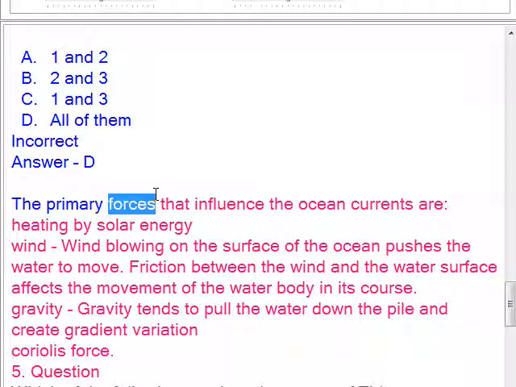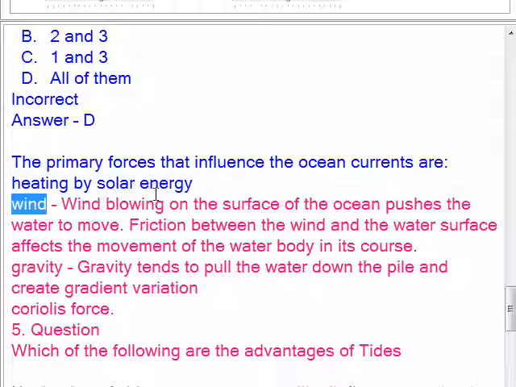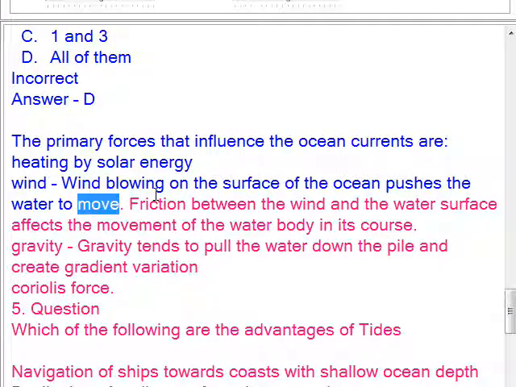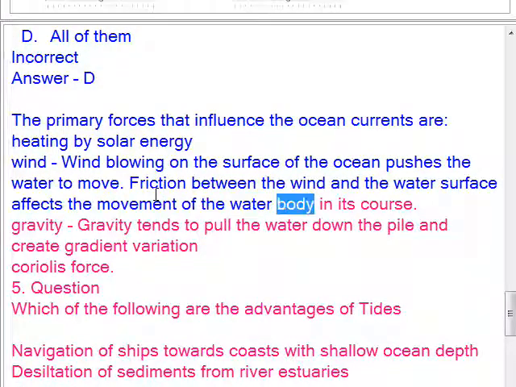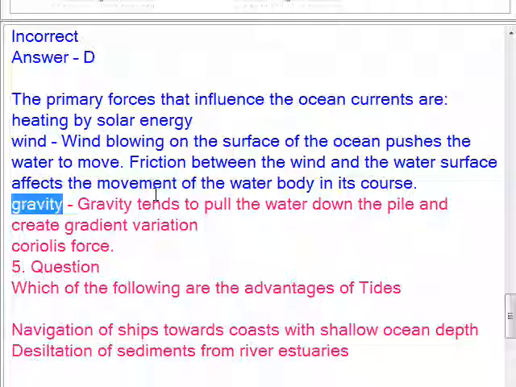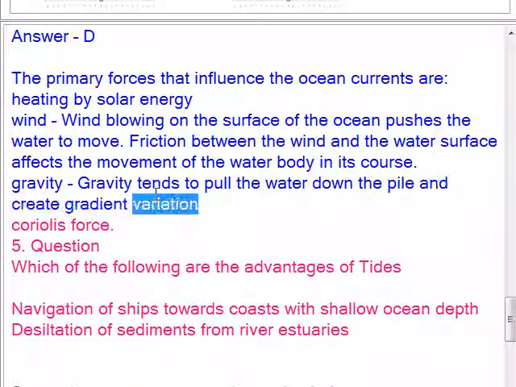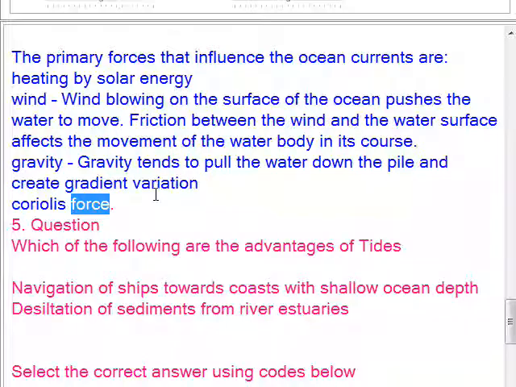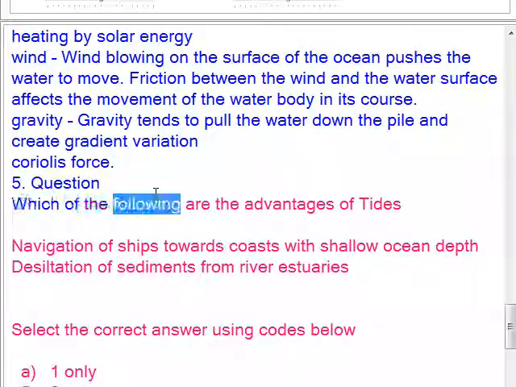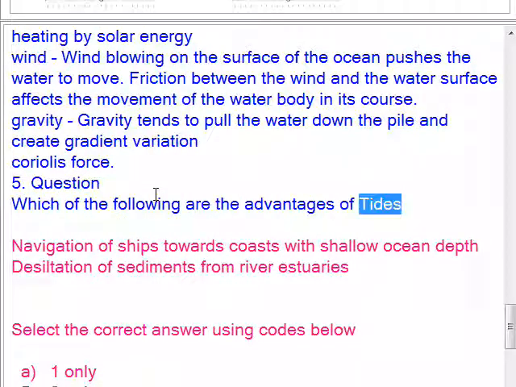The primary forces that influence the ocean currents are heating by solar energy. Wind blowing on the surface of the ocean pushes the water to move. Friction between the wind and the water surface affects the movement of the water body in its course. Gravity tends to pull the water down the pile and create gradient variation. Coriolis force.